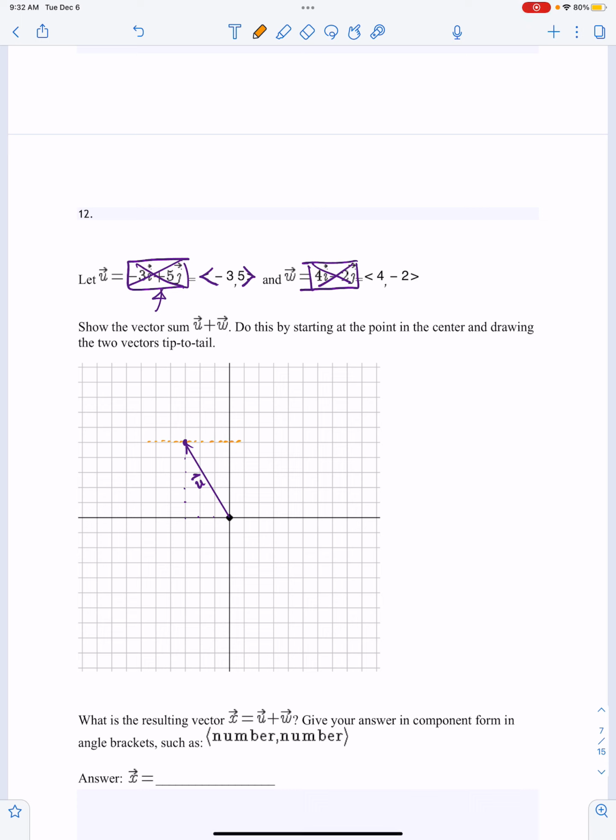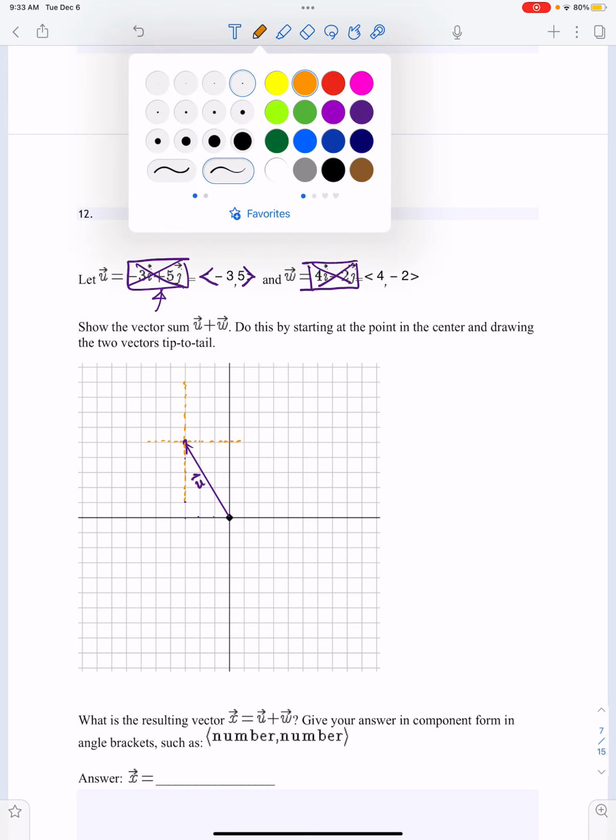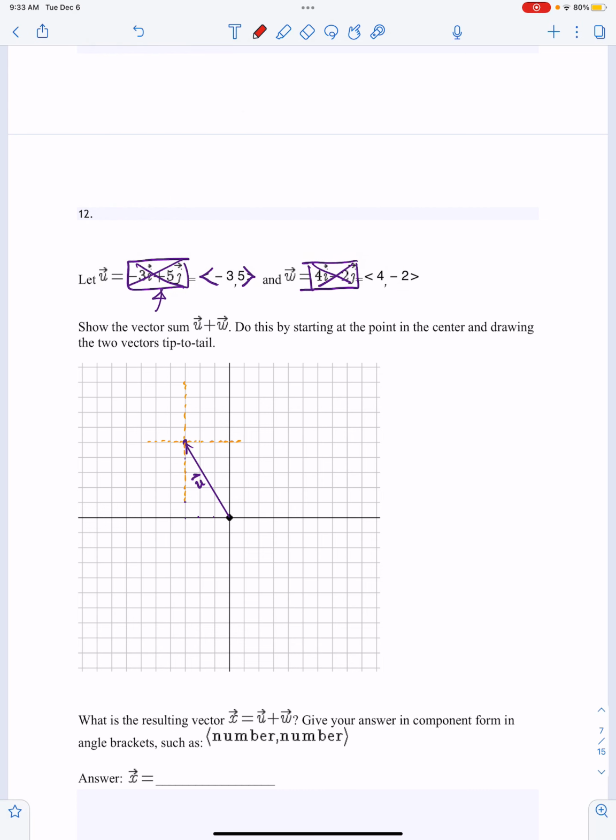And then from the end of vector u, you're going to imagine there is another axes here, i and j axes, or x and y axes, and you're going to draw the other vector w. So the vector w is 4 and negative 2, which means you go to the right 4 points and down, let me use a different color here. So 1, 2, 3, 4 to the right, and then 2 down. So that is the end. I'm going to sketch that. And that is vector w.